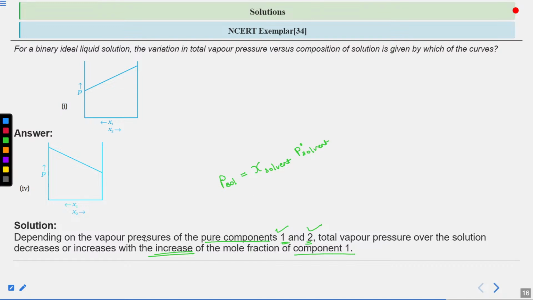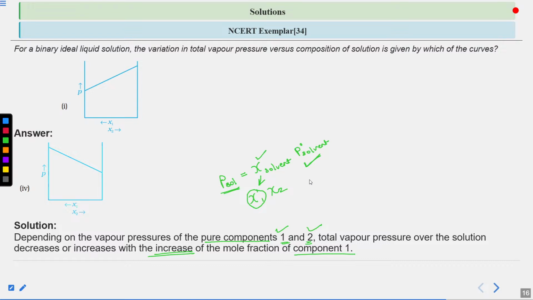Okay, now depending upon the vapor pressure of pure components 1 and 2, the mole fraction can be chi1 and chi2. You know that, right? For different components, the mole fraction will also be different. Okay, now the total vapor pressure, which is this one, P solution, either decreases or increases with the increase of mole fraction of component 1. Now, if the mole fraction of component 1 is increasing, this will either increase or decrease when the vapor pressure of pure component first or second changes.